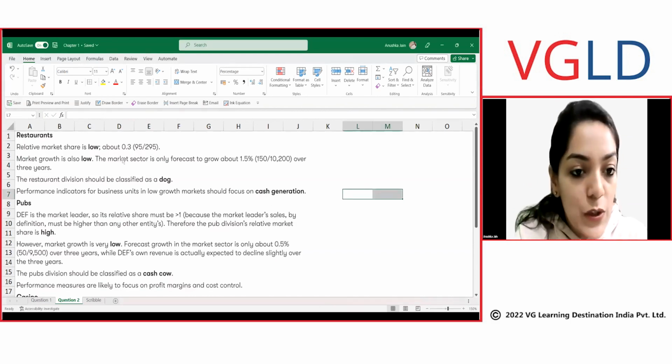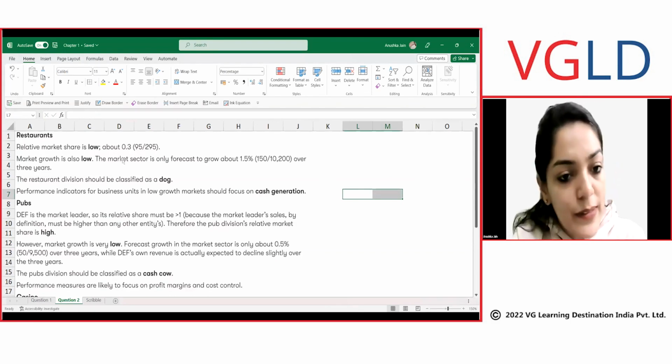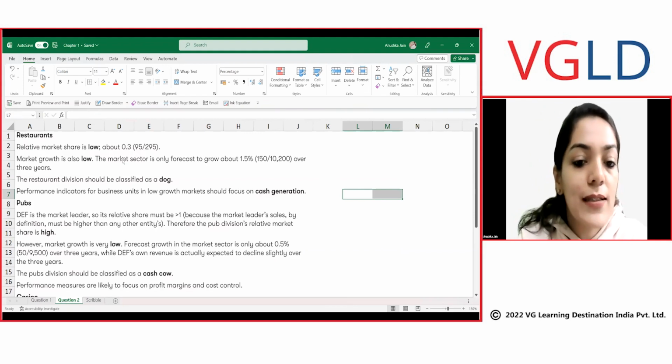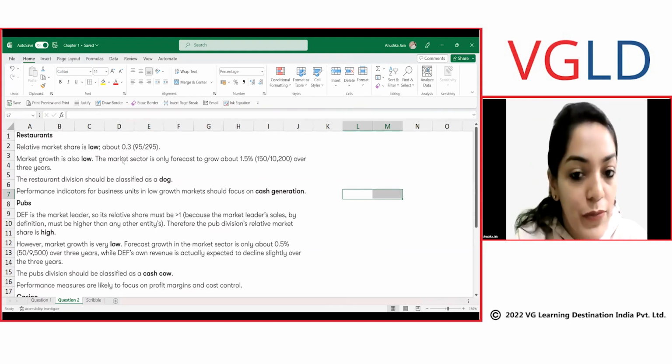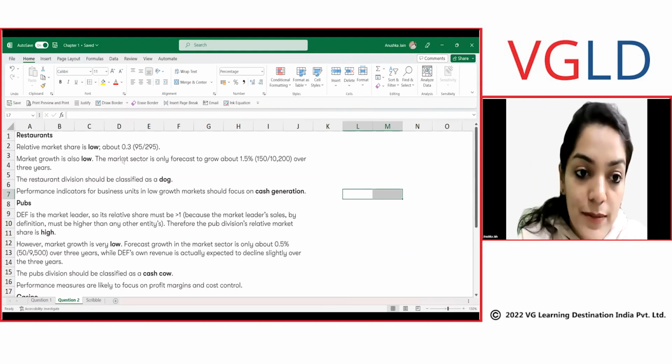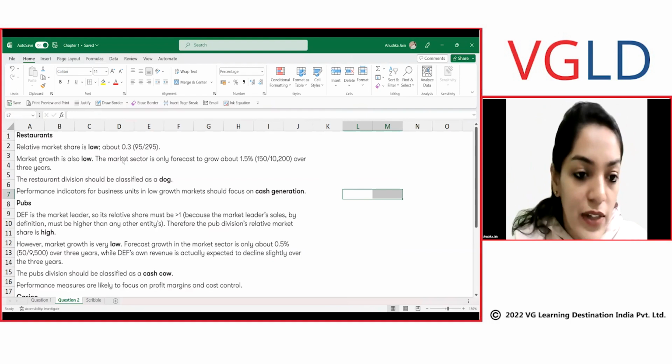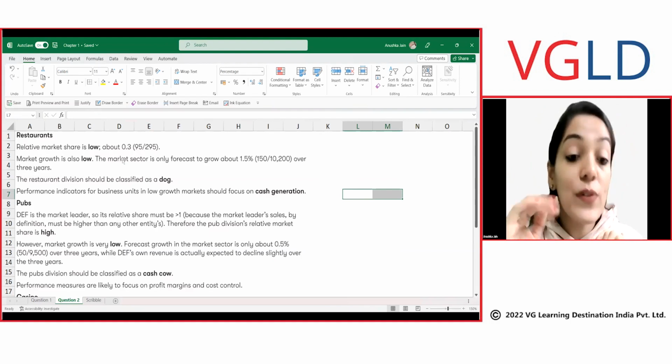So relative market share is low, about 0.3 or 33%. Market growth is also low for restaurants. The market sector is only forecasted to grow about 1.5% over 3 years. The restaurant division should be classified as a dog. You all classified. Performance indicators. So it's a dog.